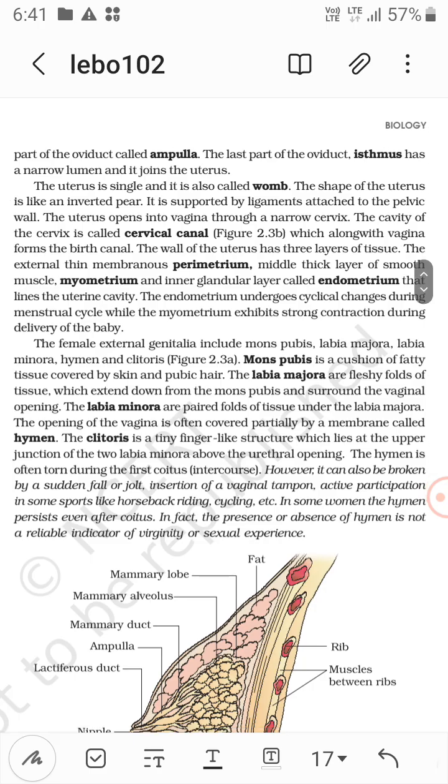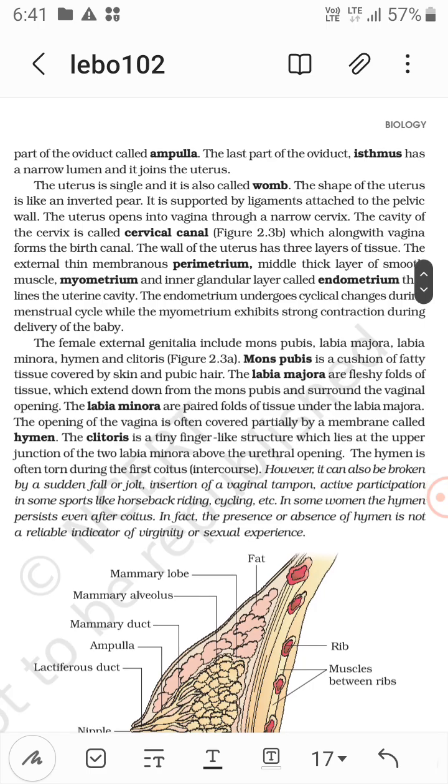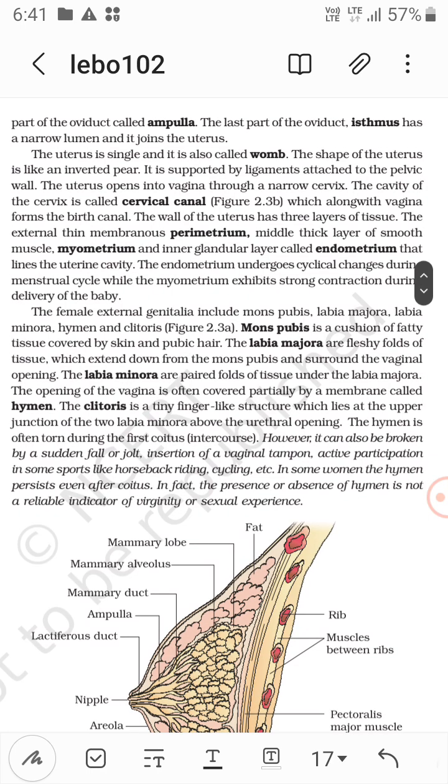The labia majora are fleshy folds of tissue which extend down from the mons pubis and surround the vaginal opening. The labia minora are paired folds of tissue under the labia majora. So there is the mons pubis, then there is the labia majora, and the labia majora covers the vaginal opening.